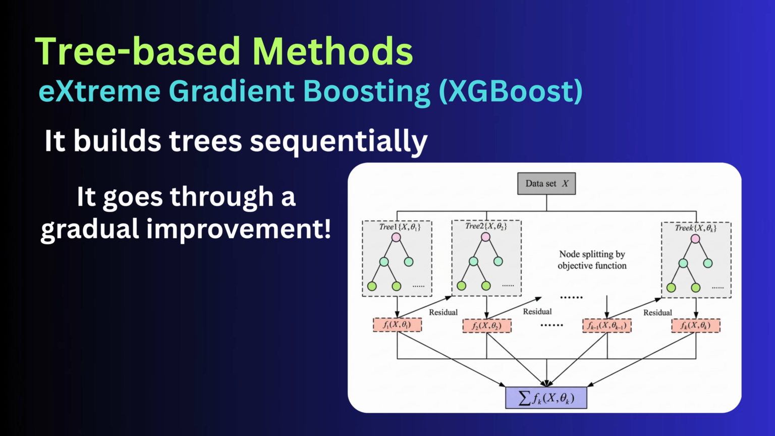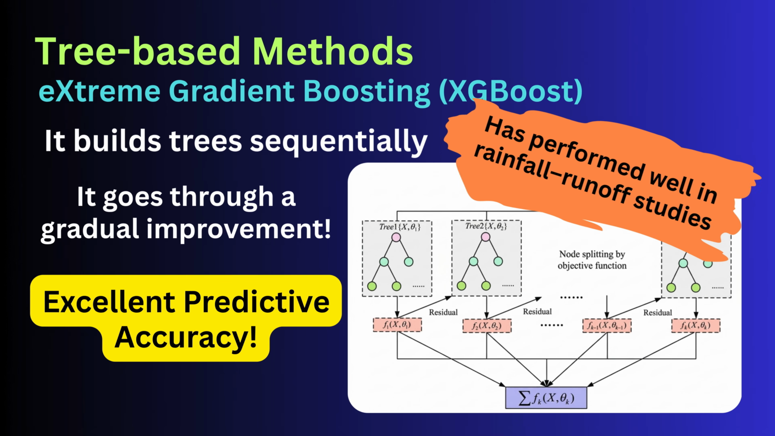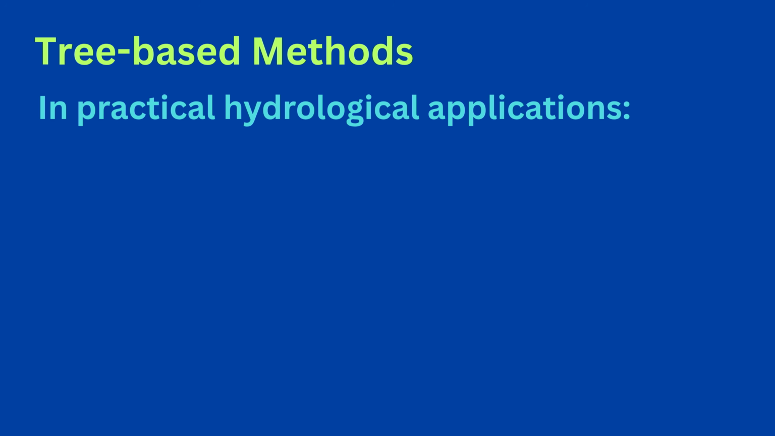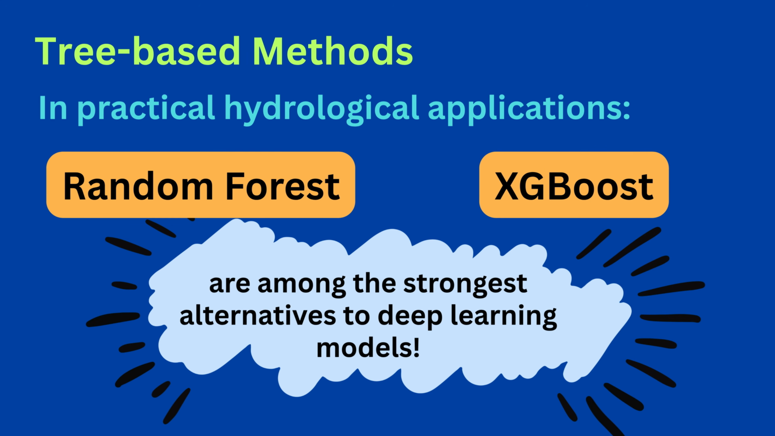This often results in excellent predictive accuracy, and XGBoost has consistently performed well in comparative rainfall runoff studies. For many practical hydrological applications, Random Forest and XGBoost remain among the strongest alternatives to deep learning models.